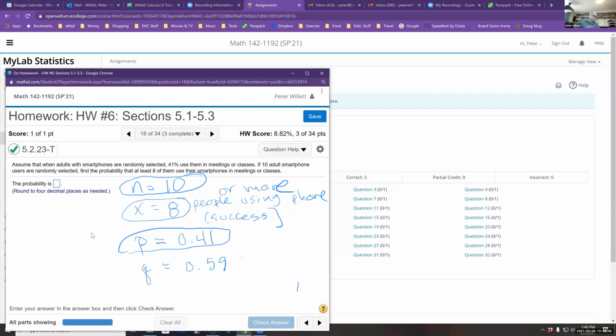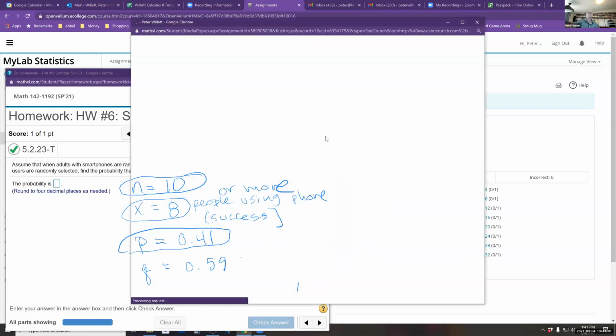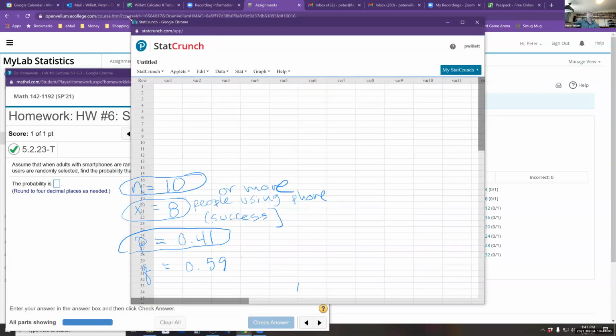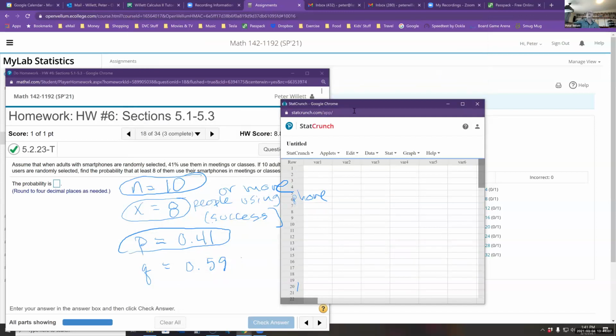All right, so we could use their formula, but we are, of course, going to try to avoid that. So what would I do? Well, there's no data that they've given me. This is just a description of a situation. And so I'm going to open StatCrunch directly. In other words, I'm not opening data in StatCrunch. I'm just opening a blank version of StatCrunch in order to do a calculation.